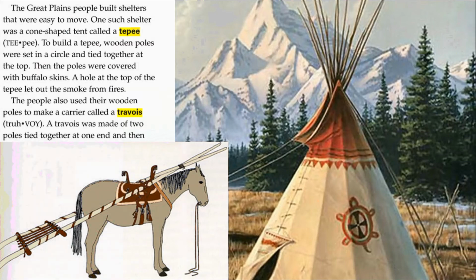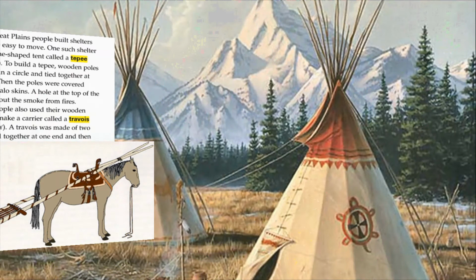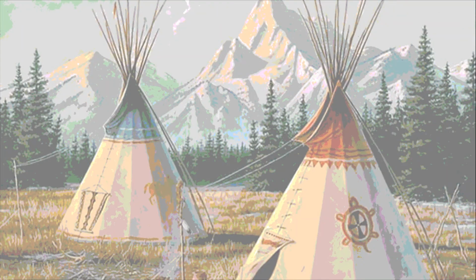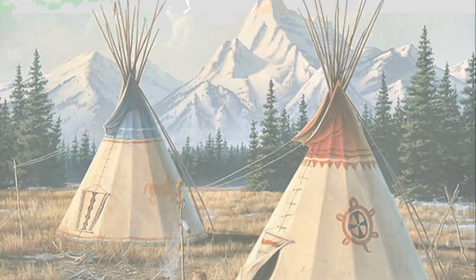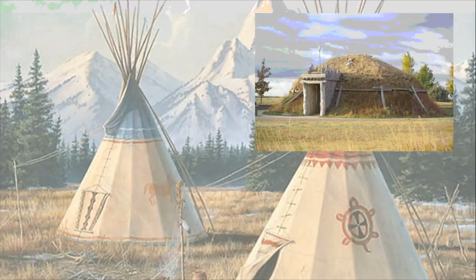Some of the Plains Indians also lived in what's called earthen lodges. These houses were made out of what's called sod, which is dirt with the grass on it. They dug a pit in the ground and built a wooden frame out of sticks over top of that, and then they covered it in sod. So these are what the earthen lodges looked like.